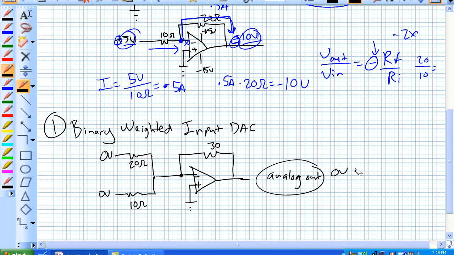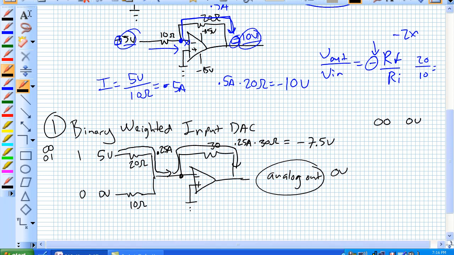Okay, but now we want to step up. We went from 0, 0, now we want to go to 0, 1. So MSB 0, LSB 1. That's now 5 volts, because this is being held at virtual ground, across a 20 ohm resistor: 0.25 amps. It's got to go somewhere. It goes through here. So 0.25 amps times 30 ohms gives negative 7.5 volts. So 0, 0 gave us 0 volts, and 0, 1 gave us negative 7.5 volts.